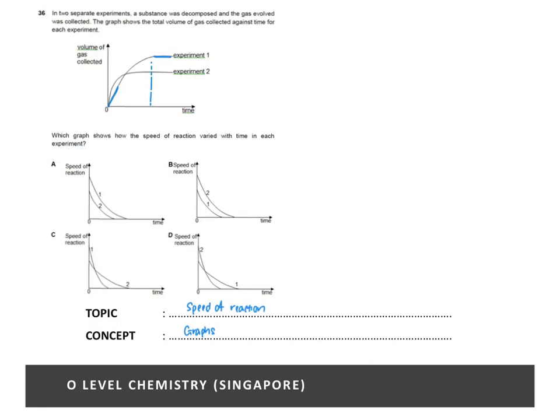So over here, in this question, they require you to convert the graph of volume of gas versus time to speed of reaction versus time. So how do we do that?